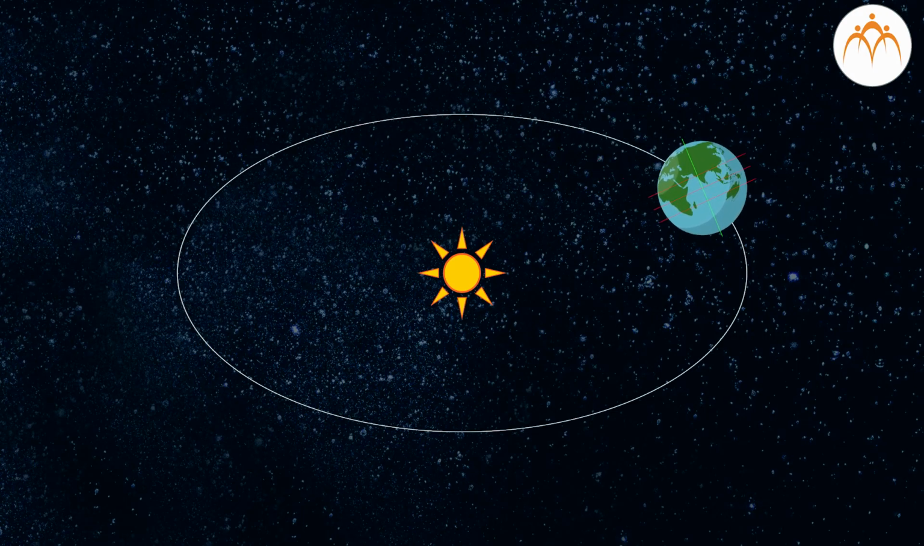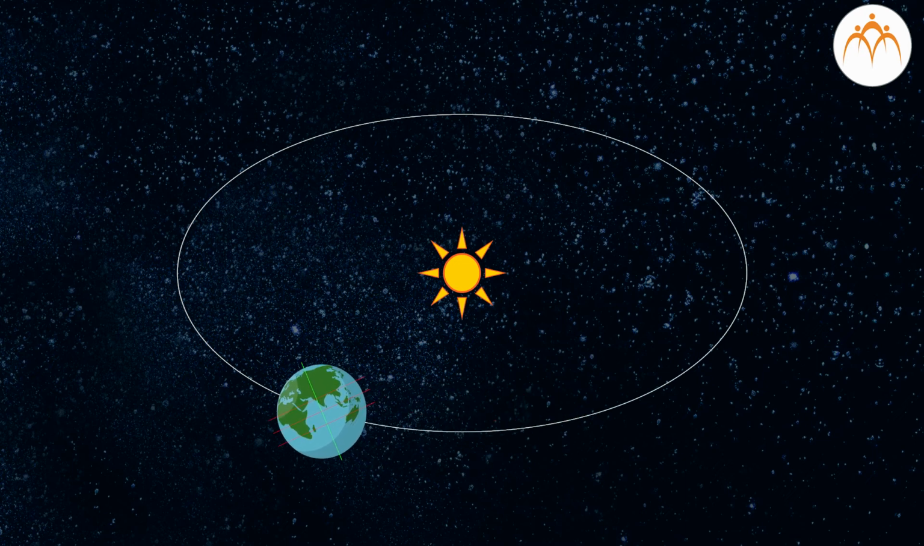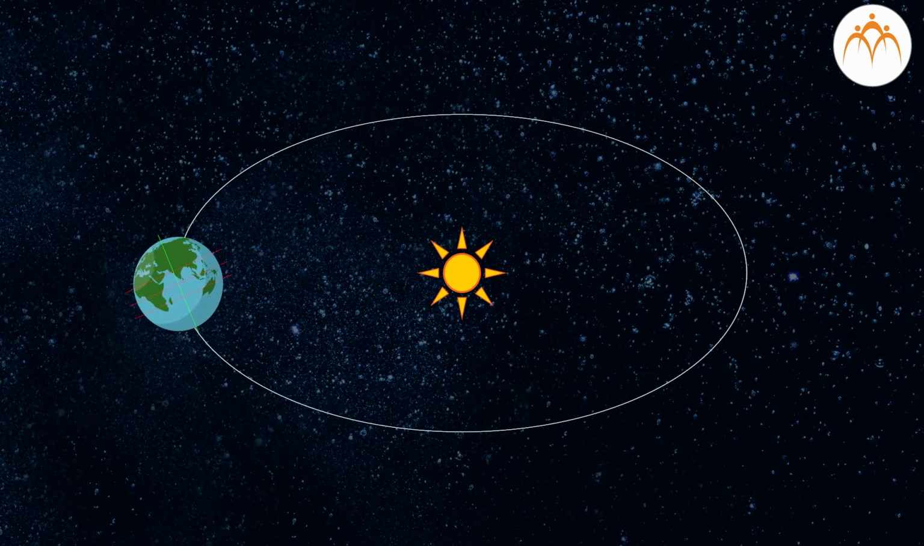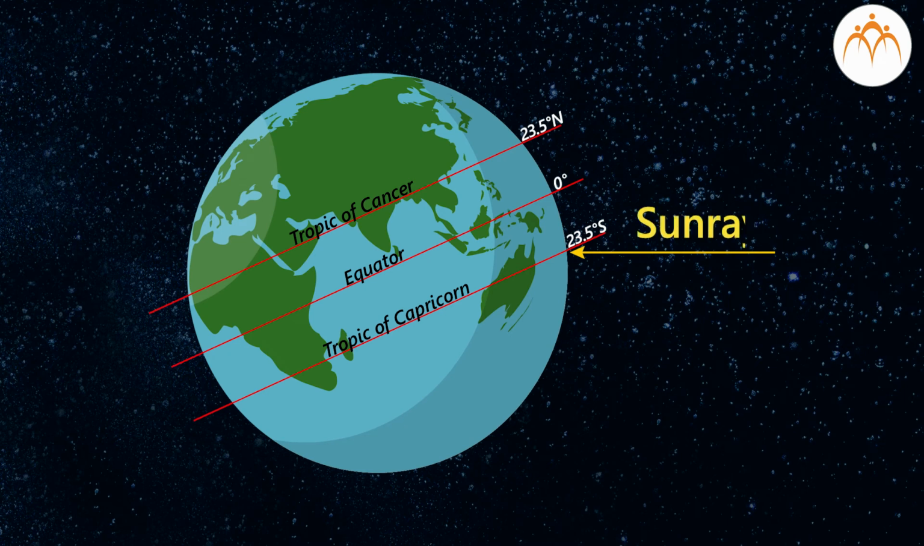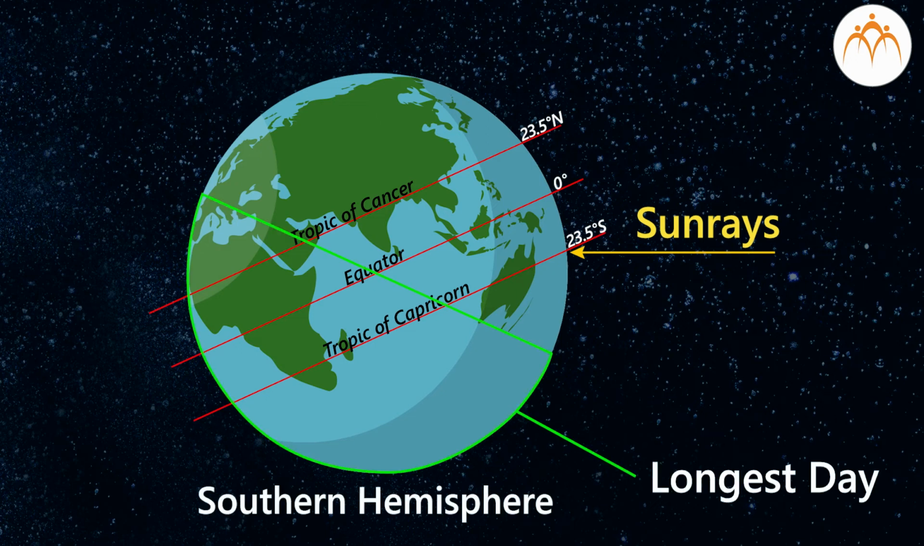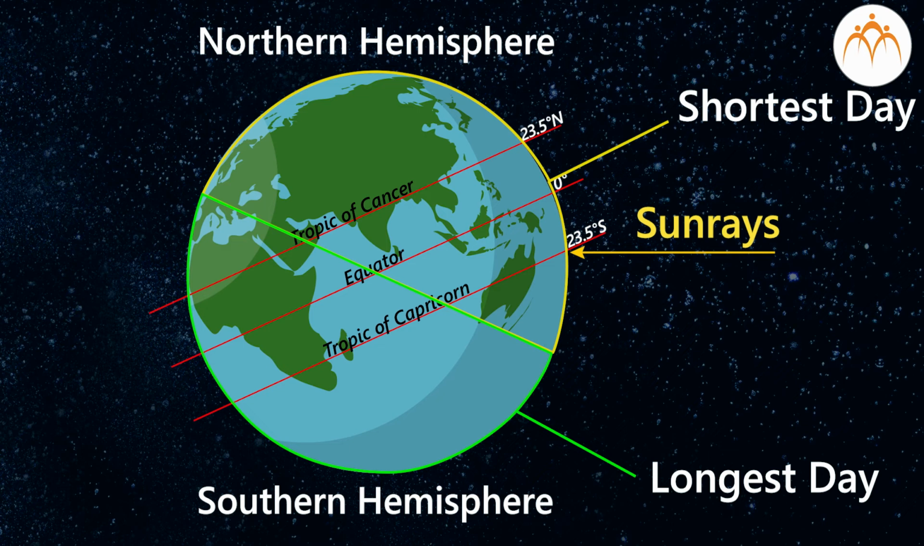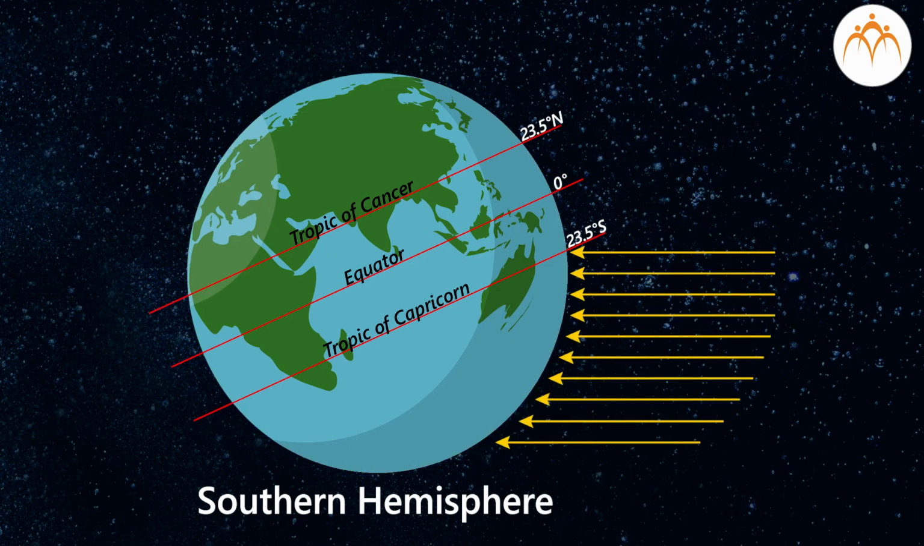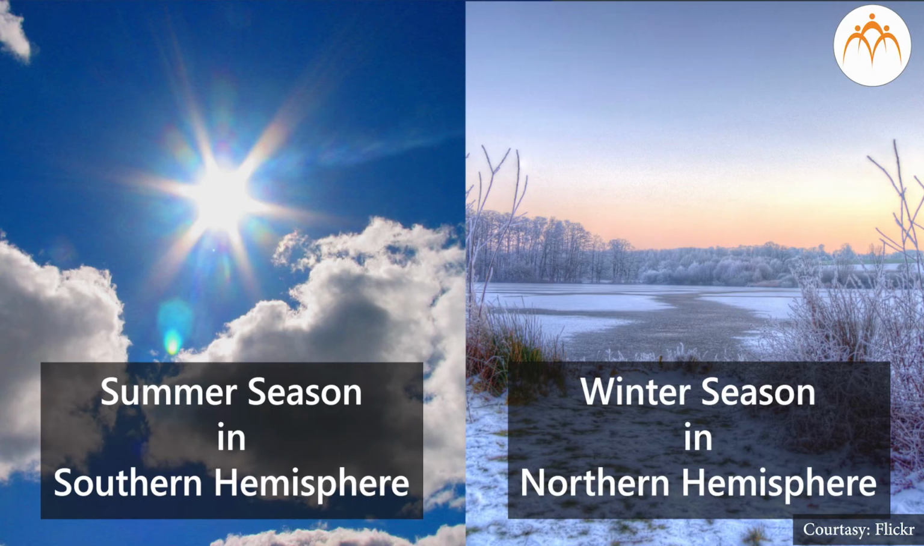As the earth moves further in its revolution, again due to this tilt of 23.5 degrees, the sun's rays fall perpendicular on the Tropic of Capricorn, that is 23.5 degrees south latitude, in the month of December, 21st or 22nd. This is the day when we have the longest day in the southern hemisphere and shortest day in the northern hemisphere. More area of the southern hemisphere receives the rays of the sun. Thus, it is the summer season in the southern hemisphere and winter in the northern.